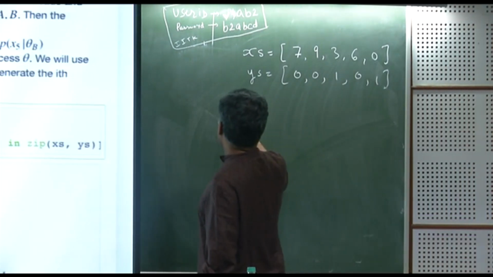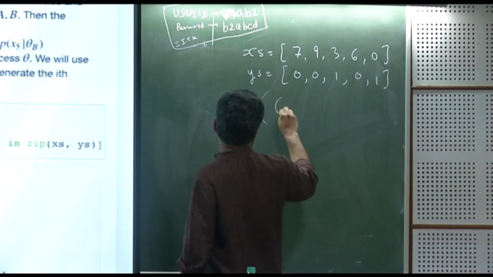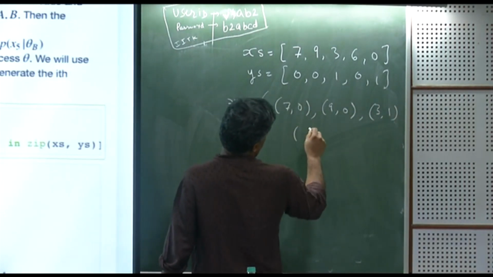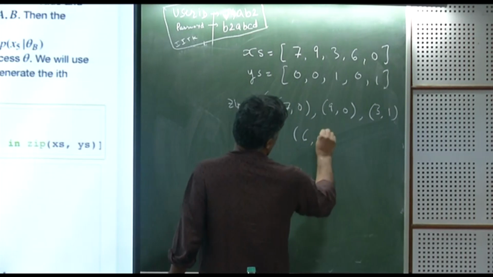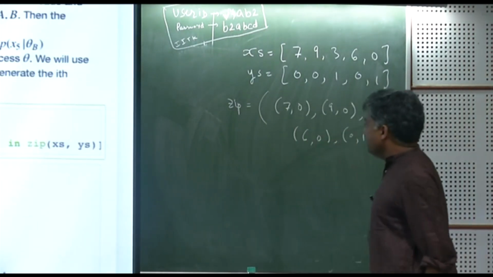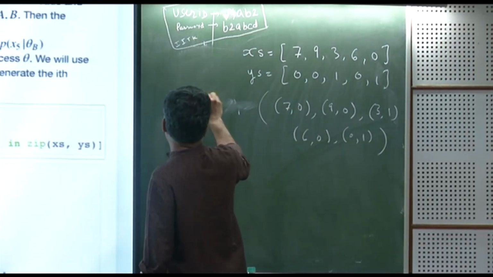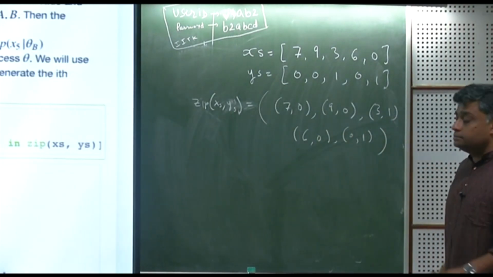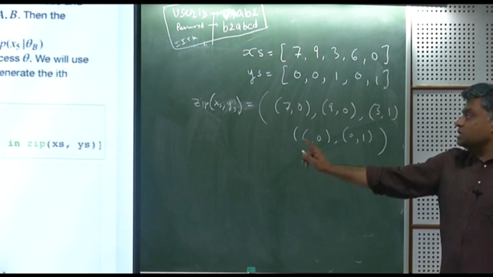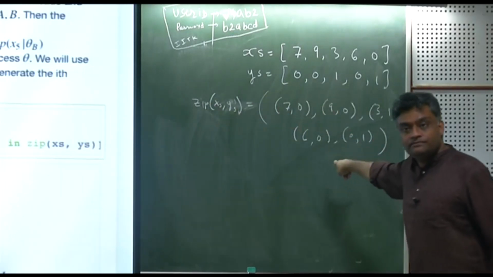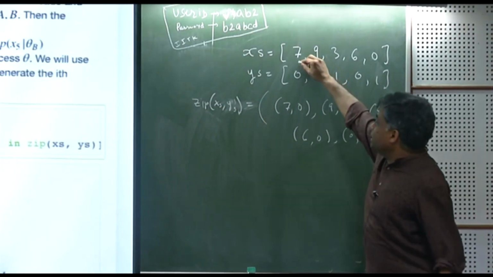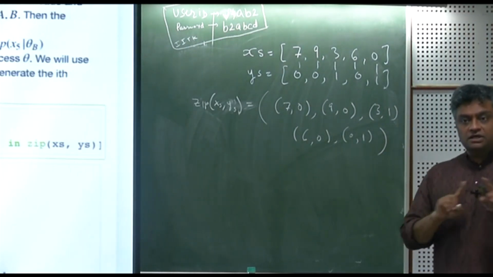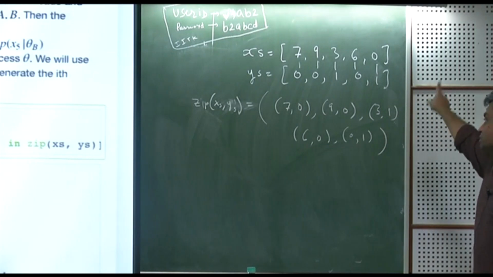When you do a zip in Python, it basically creates pairs: 7 and 0, 9 and 0, 3 and 1, 6 and 0, 0 and 1. So the zip command, when I said zip xs, ys, that's what it will create. It does pairwise, zip only creates pairs, correspondingly. So zip doesn't create an array, it only creates corresponding values. Whatever is the corresponding number, it will pick that.